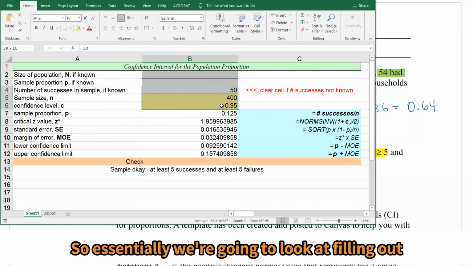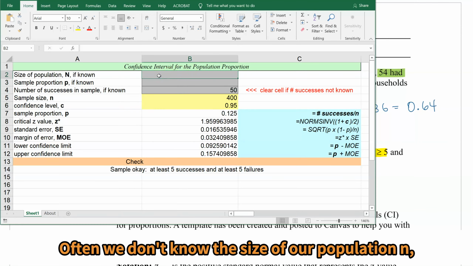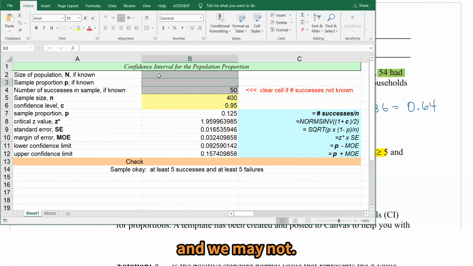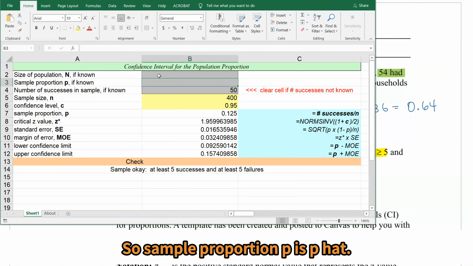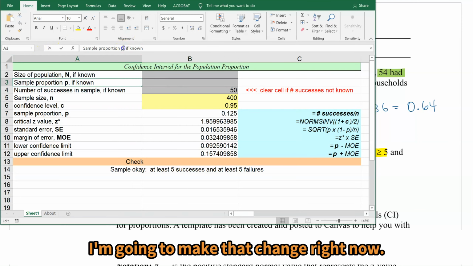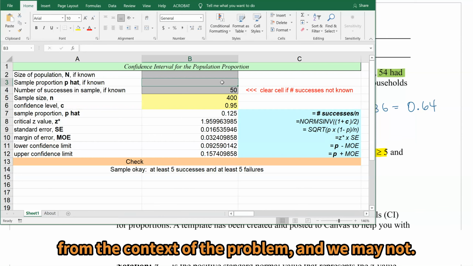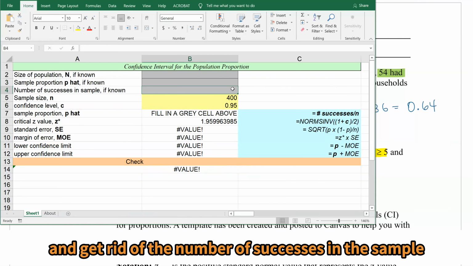So essentially we're going to look at filling out B4, B5, and B6, ultimately. Often we don't know the size of our population, N, and we may know the sample proportion, and we may not. It really depends on the context of the problem. So sample proportion, P is P hat. I'm going to make that change right now. So P hat, we may know from the context of the problem, and we may not. If we do know P hat, we would go ahead and stick that here and get rid of the number of successes in the sample because we wouldn't know that.